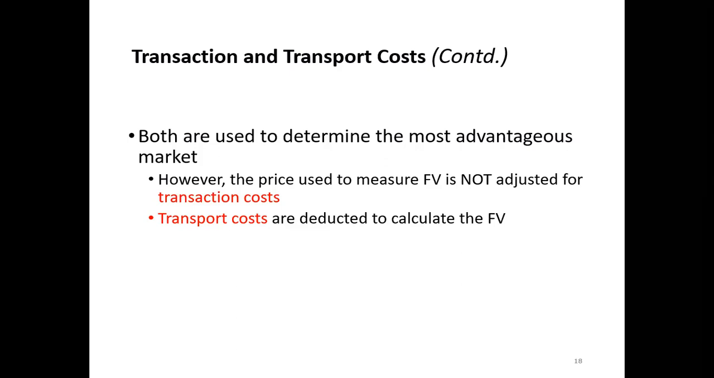Why is that? The transport costs are deducted to calculate the fair value. So you are allowed to deduct the transport cost, but not the transaction cost. Transport costs are allowed, but not the transaction cost. So what is the logic behind that? What is the rationale that the standard would provide? It is something, in fact, you have already learned.